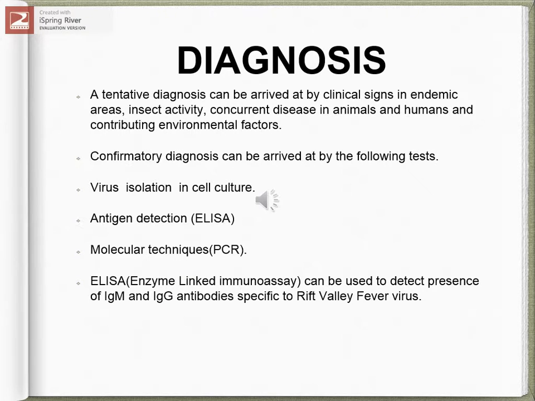We can arrive at a tentative diagnosis by the use of the clinical signs in endemic areas, insect activity, concurrent disease in animals and humans, and contributing environmental factors. The diagnosis can be confirmed by these tests: virus isolation in cell culture, antigen detection using ELISA, molecular techniques, or PCR. We can also do enzyme-linked immunoassay to detect the presence of IgM or immunoglobulin M and immunoglobulin G antibodies specific for Rift Valley fever virus.